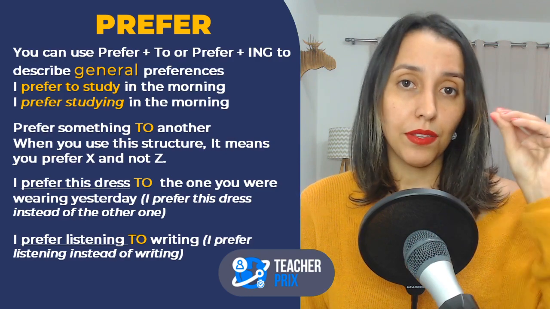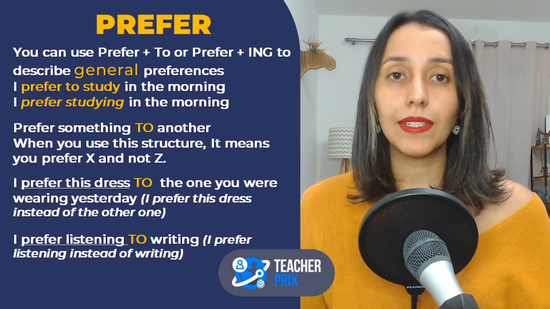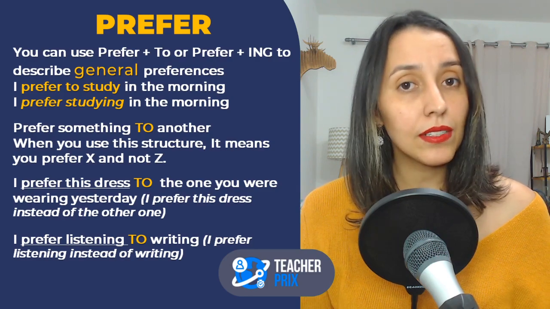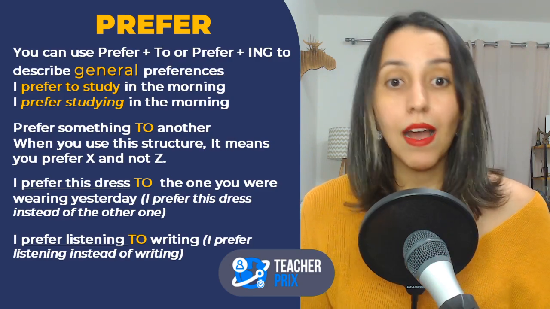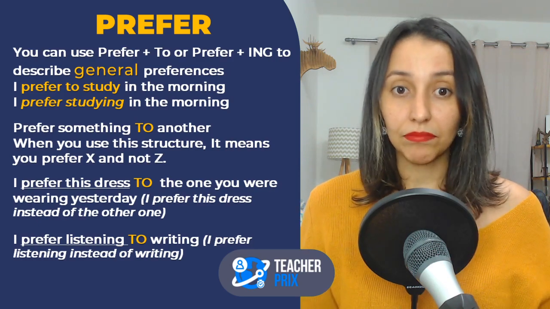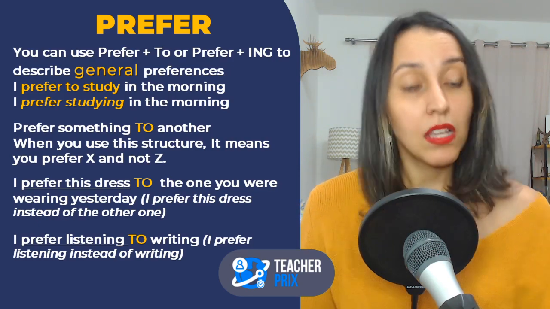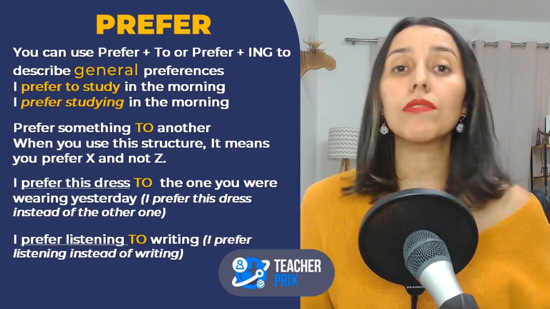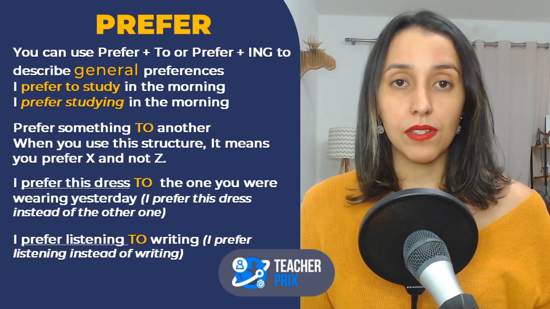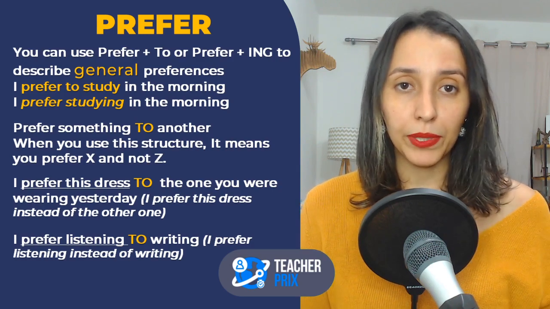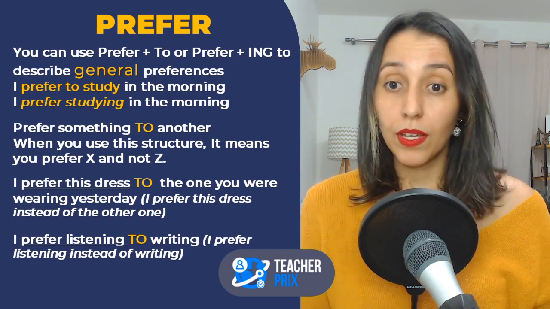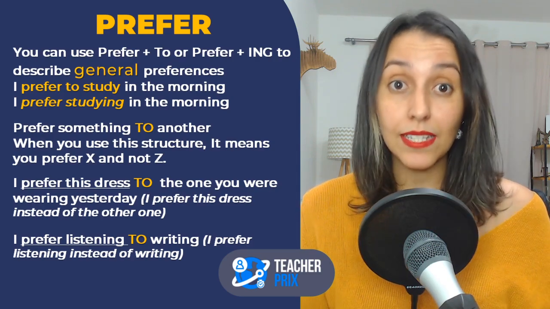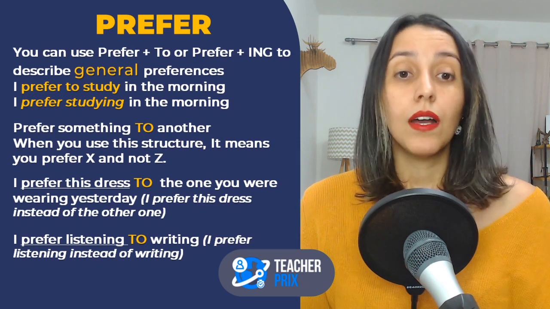When I use this structure, I am talking about general preferences, nothing specific, okay? I prefer to study. I prefer to study in the morning. I prefer studying in the morning, okay? I'm just talking about general preferences. This is a very important aspect of prefer. That means you can use this in many general conversations. It's an easy choice, okay?